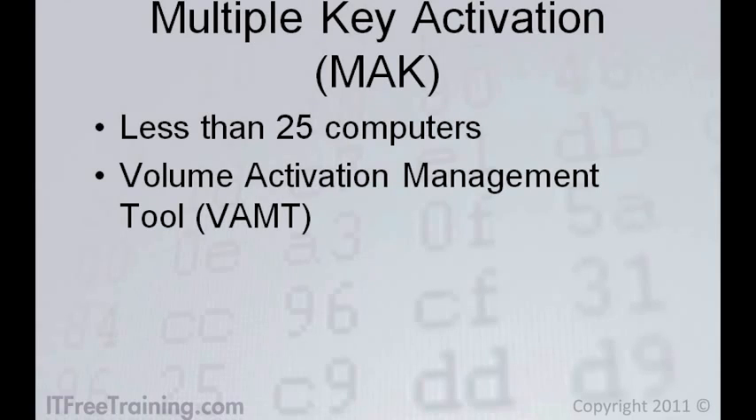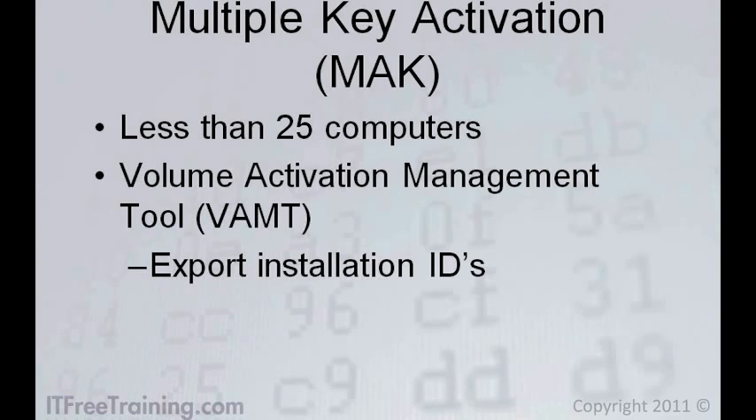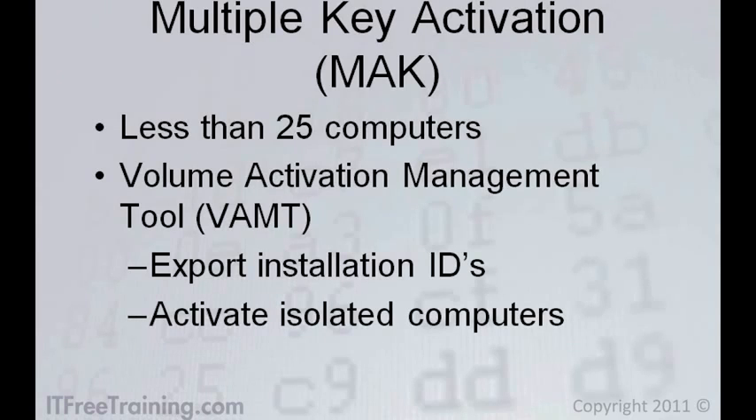If you have a secure network, or a network that is not connected to the internet, you can always use the phone to activate these computers. If you have a lot of computers, this can soon become a time-consuming process. Using the VAMT tool, you can export your installation IDs to an XML file. The XML file can then be taken to a computer that has VAMT installed and internet access. The confirmation IDs can then be moved back to the isolated network and imported into VAMT. If you have a lot of computers on an isolated network, this can be a real time saver. VAMT can also help you audit the licensing of computers on your network.